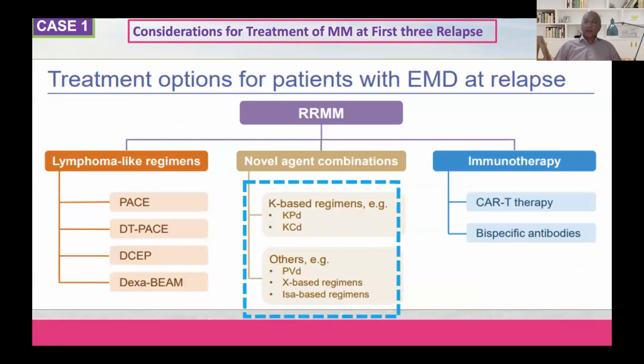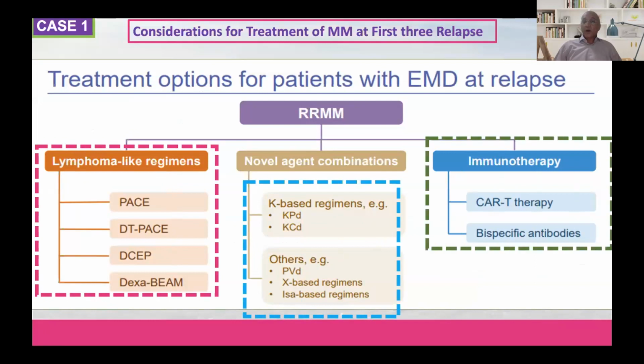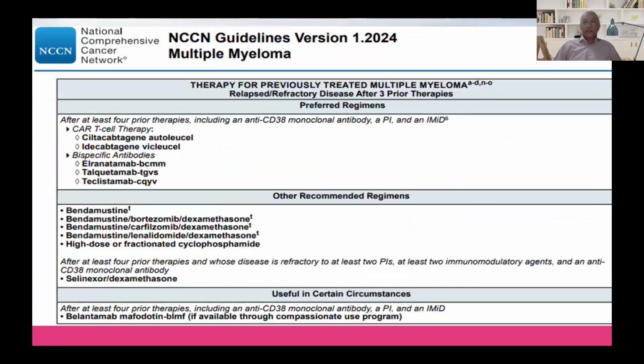Again, going back, should we continue this one and just treat more, making the patient harder and harder, or should we give a lymphoma-like regimen like DTPACE and the patient should go for autologous transplant, or why not do the 50 to 70% response which Dr. Maria has shown, bispecific antibody? Then what should we do?